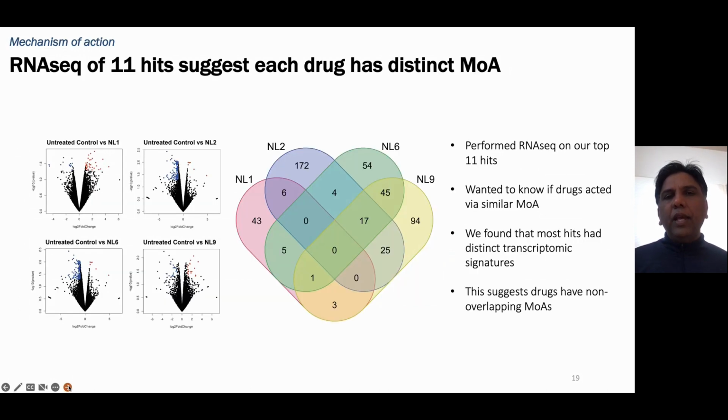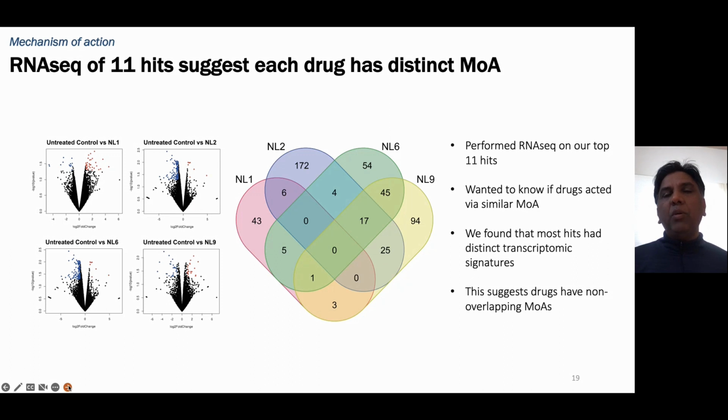And then subsequently, we've been doing RNA-seq studies to understand the genes which are differentially expressed. So this gives insights into the mechanism of action. And I would like you to draw your attention to the figure which is in the middle, where NL1, NL2, NL6, NL9 are the hits in terms of our screen.